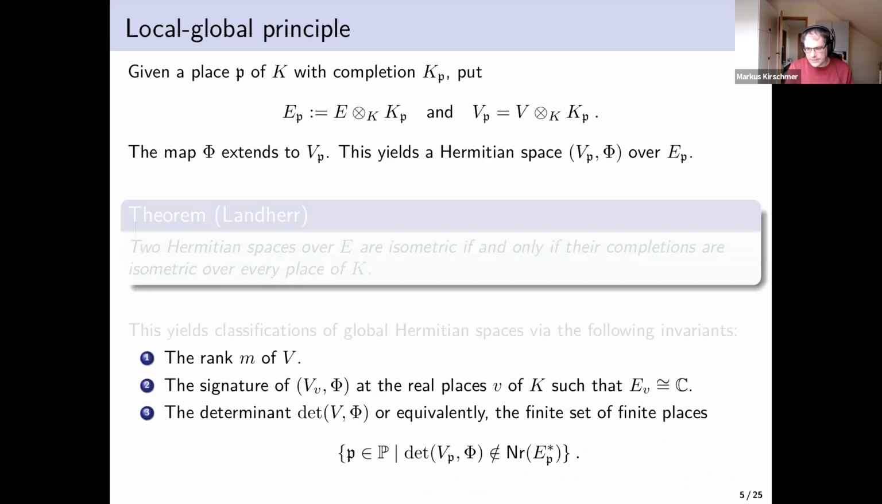And we will need the unitary group, which is just all the isometries from phi to itself. Now, the nice thing about Hermitian spaces is that they satisfy the Hasse principle, a local-global principle, which means that suppose P is a place of K, K sub P will denote the completion of K at P. Then we can look at the completion of E at P, so that's just the extension of scalars of E with Kp. And of course, we can extend V by the scalars with Kp, so we'll get the completion of V at P. And now, again, by extension of scalars, phi extends to a sesquilinear map on Vp. And this will yield a Hermitian space over the completion EP.